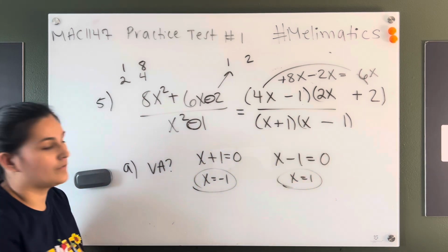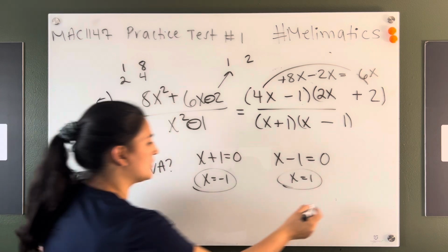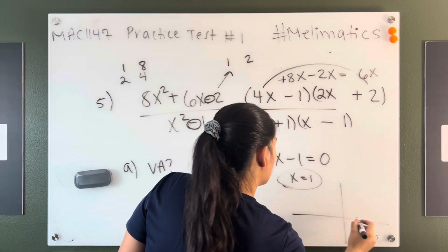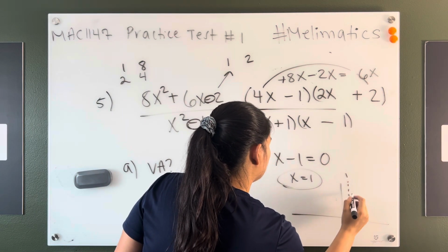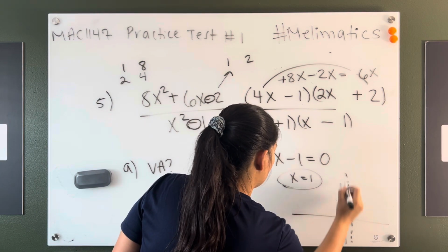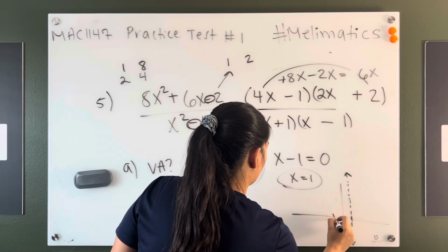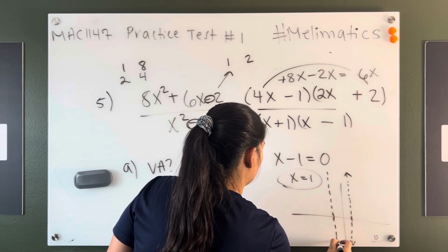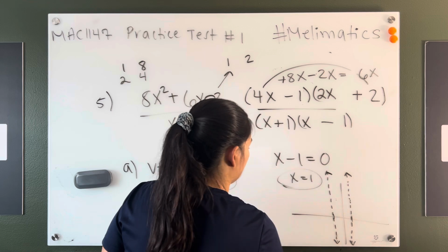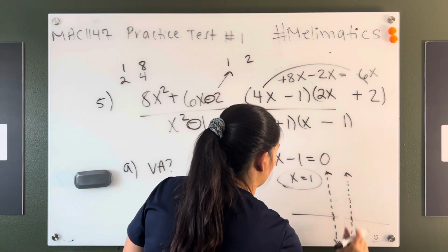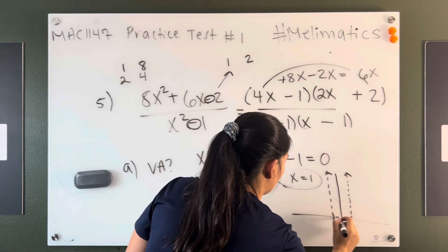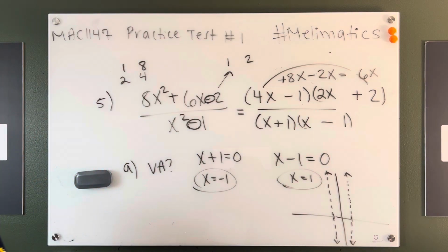Right, these are both of our vertical asymptotes, right? So if you were to graph, which we're not going to graph this one, you would have a vertical line at 1 and a vertical line at negative 1. Okay, so that's the vertical asymptote.